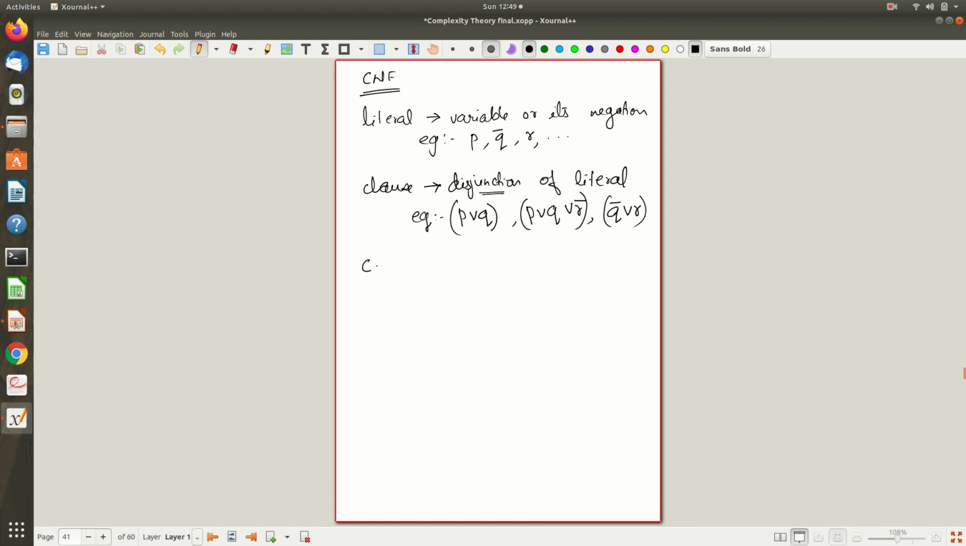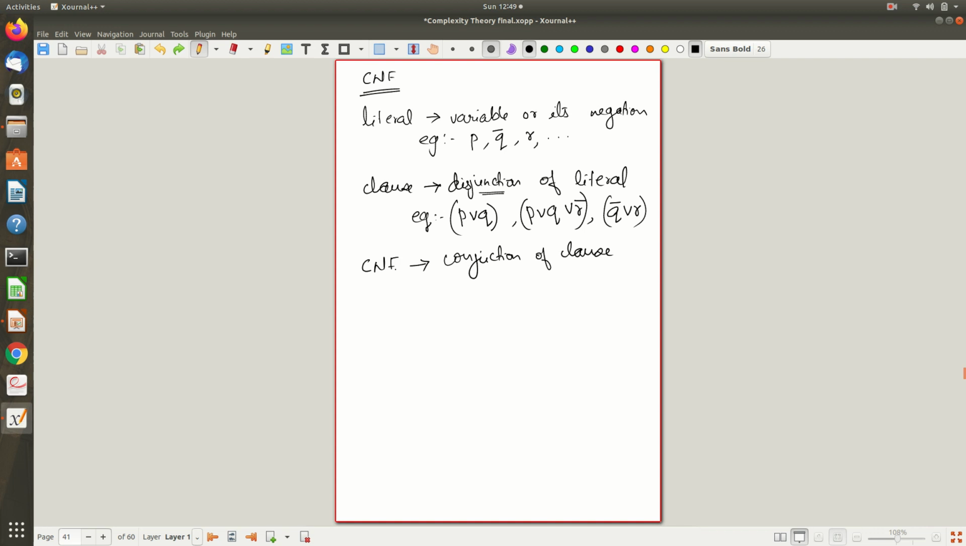Now what is CNF, conjunctive normal form? It is a conjunction of clauses, where a clause is a disjunction of literals. Similarly you can define disjunctive normal form, which is a disjunction of clauses, where a clause is a conjunction of literals. That is also fine.